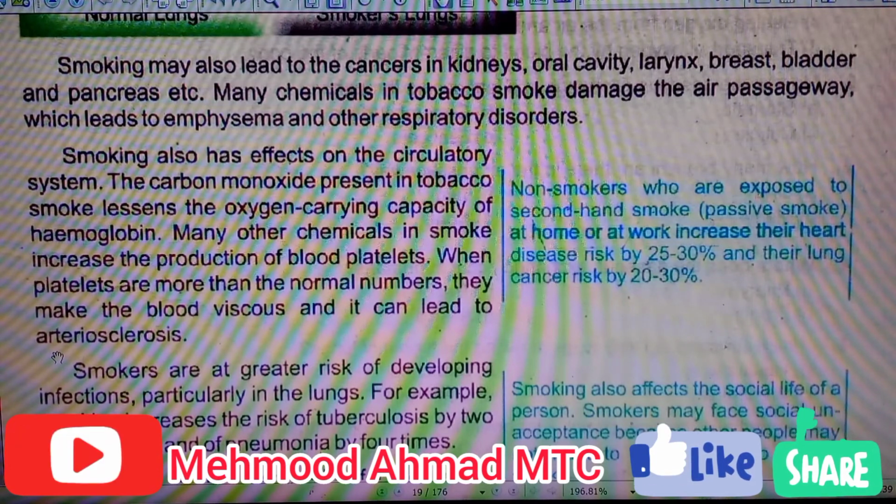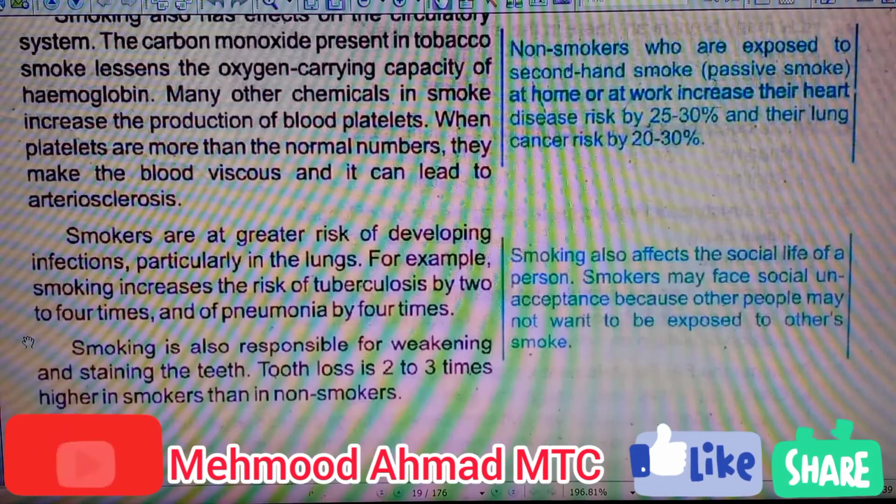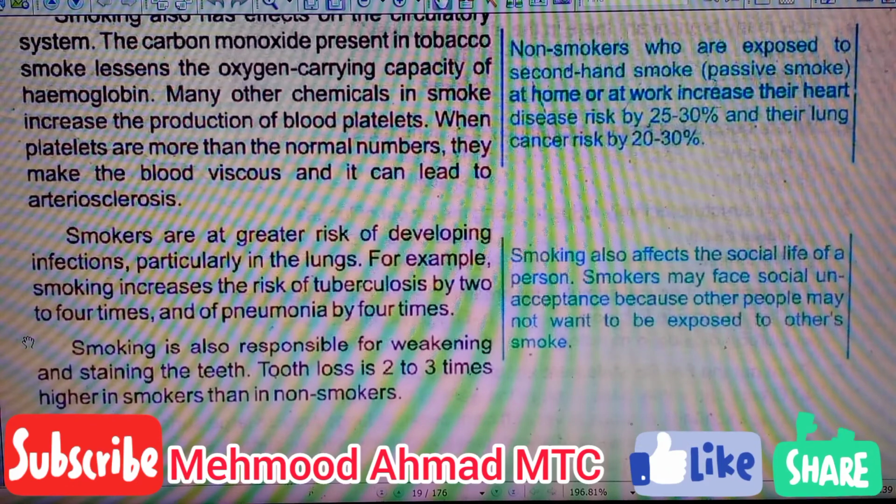When platelets are more than the normal number, they make the blood viscous and it can lead to arteriosclerosis. So, smokers are at greater risk of developing infections, particularly in the lungs. For example, smoking increases the risk of tuberculosis by 2 to 4 times and of pneumonia by 4 times. Smoking is also responsible for weakening and staining the teeth. Tooth loss is 2 to 3 times higher in smokers than in non-smokers.